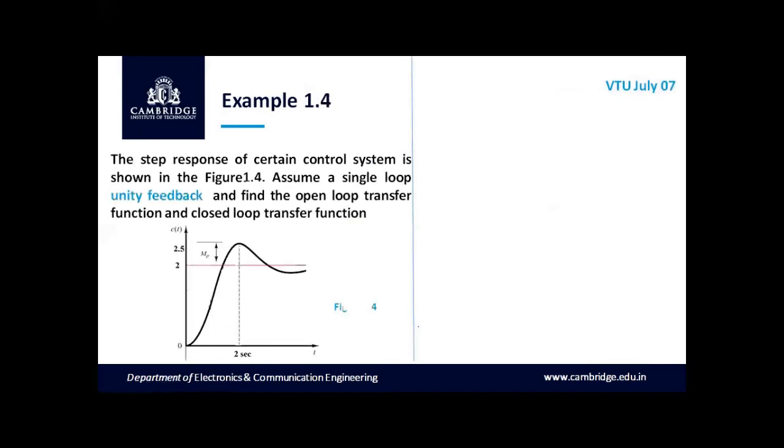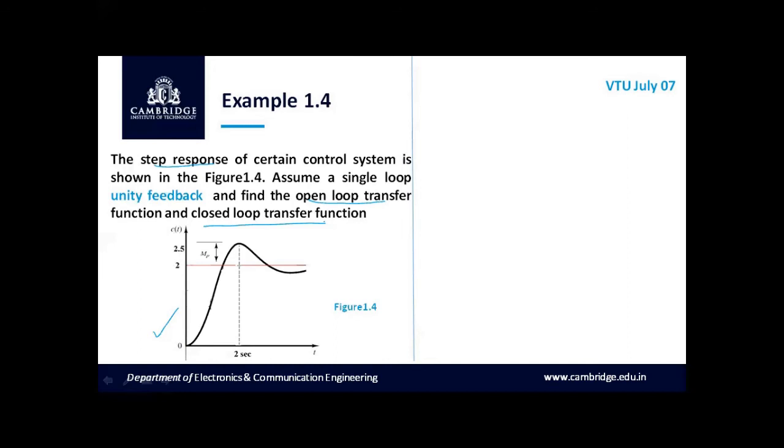Moving on to the next problem, the step response of a certain control system is shown in the figure. Assume a single loop unity feedback and find the open loop transfer function and closed loop transfer function. It's quite a different question in which you are given a step response in the form of a graph and we have to find the open loop transfer function and the closed loop transfer function. That is, the time domain specification has been given in the form of a graph and we have to identify the time domain specification, and finally we have to find the value of zeta and omega n from that expression, and then we have to calculate the open loop transfer function.